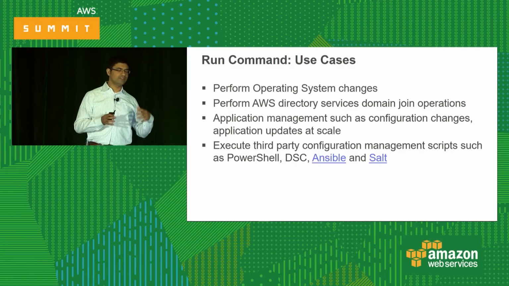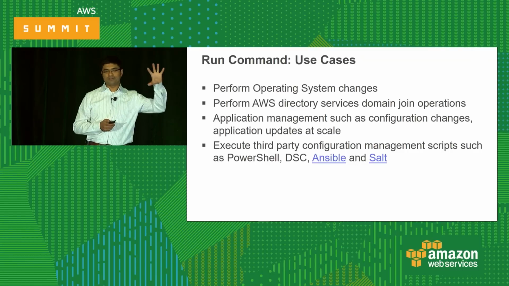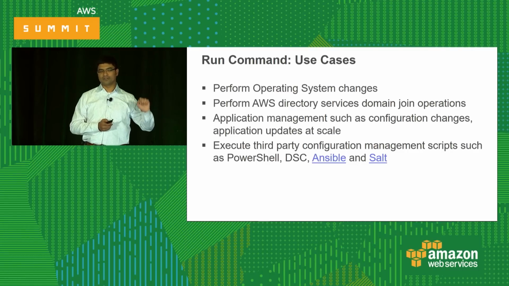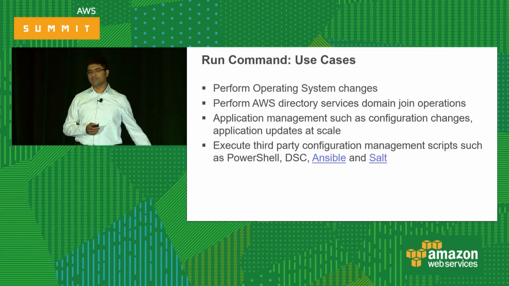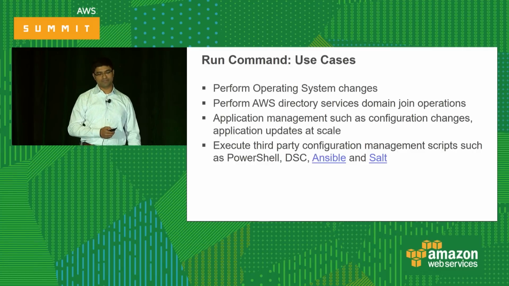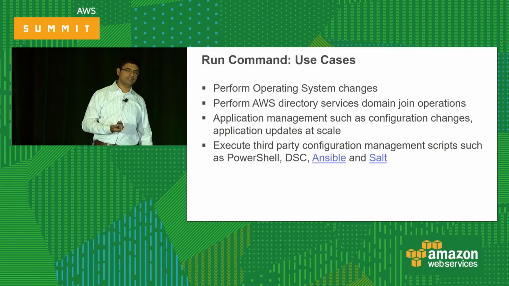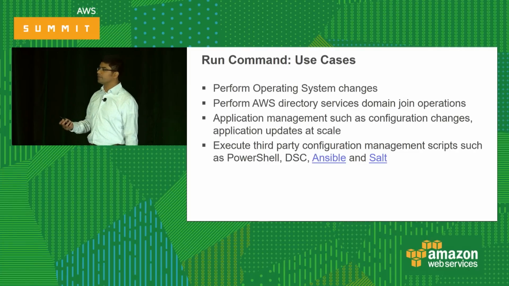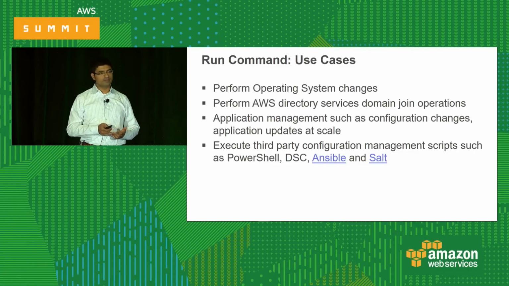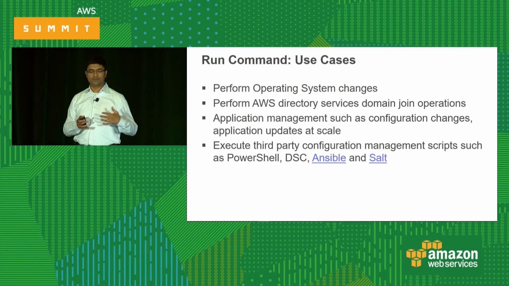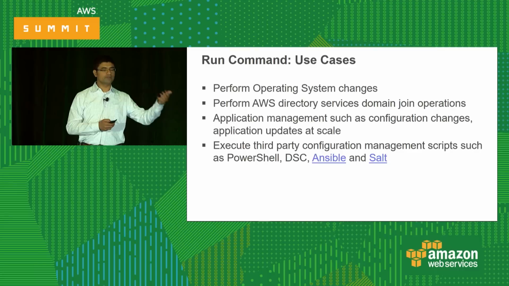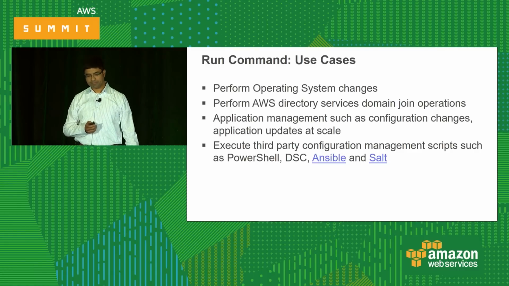So if you use the EC2 console, there's a drop-down in the wizard that lets you automatically join a domain. Behind the scenes, what's really happening is that a run command document is being executed to join your Windows server to a directory services domain. You can manage application changes, and you can also integrate run command with configuration management tools like Ansible, Salt, PowerShell, or DSC. So you can use that to trigger actions to keep your configuration up to date.